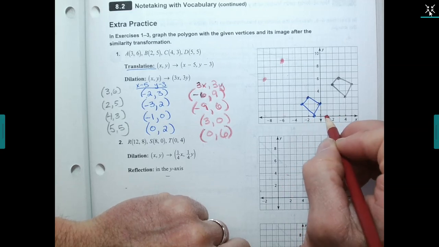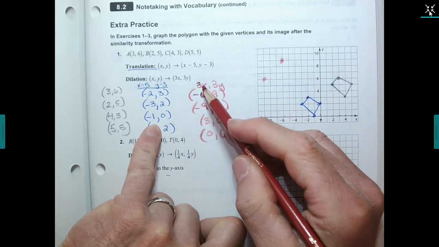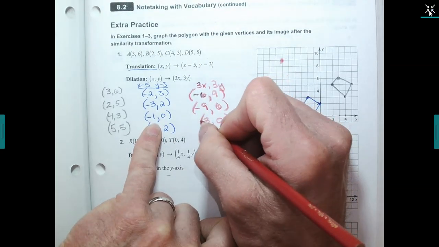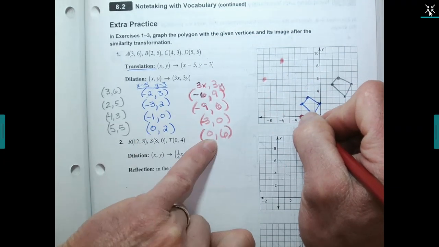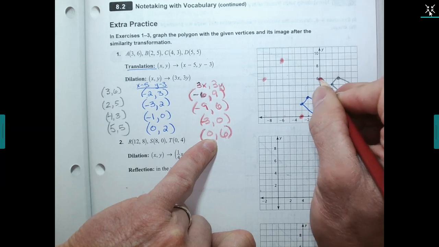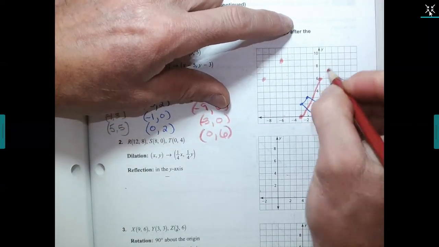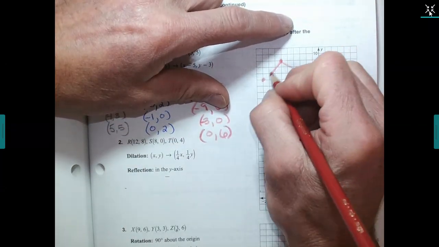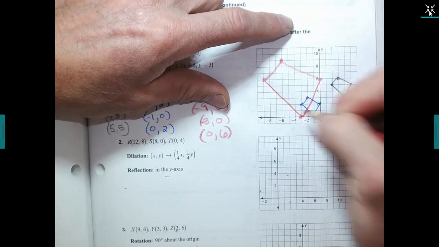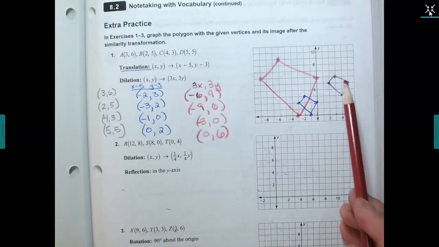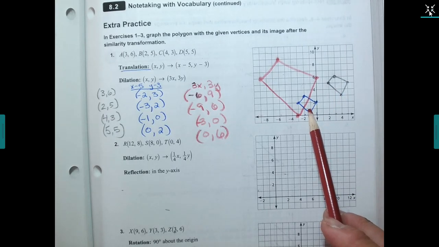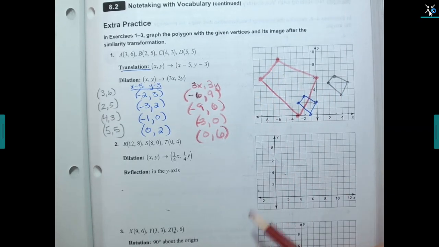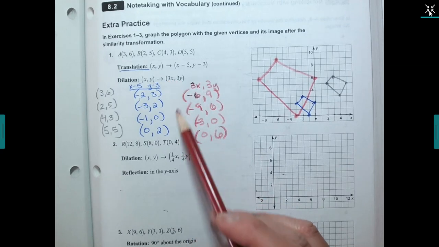3. Is that right? Oh, wait. 3 times that. That's negative 3. Negative 3, 0. And 0, 6. So there's my original, my translation, and my dilation. Okay, my scale factor was 3.